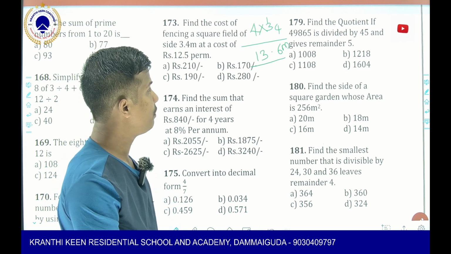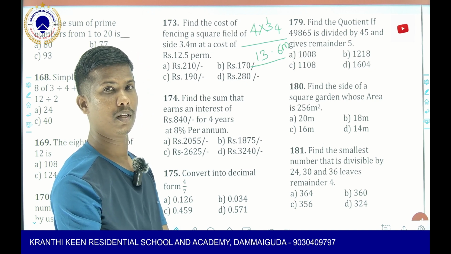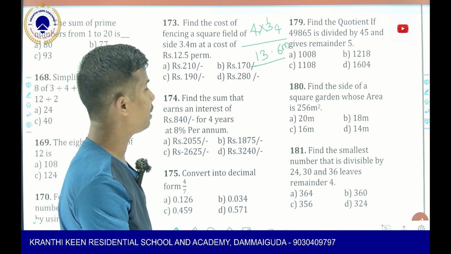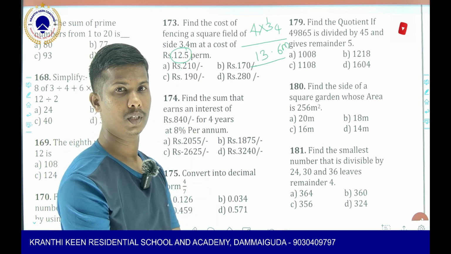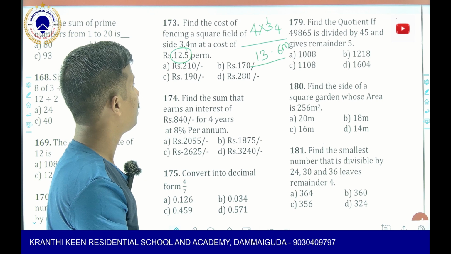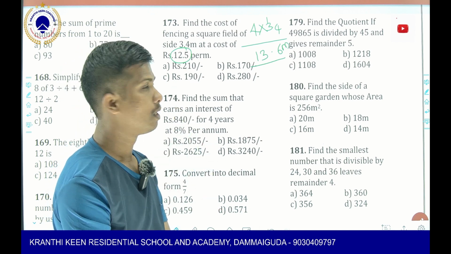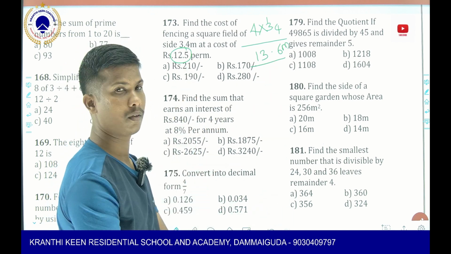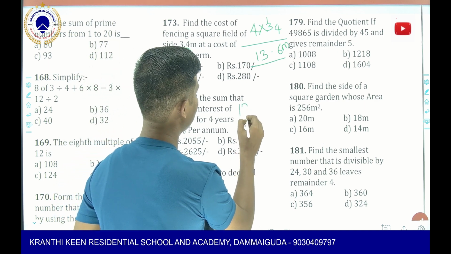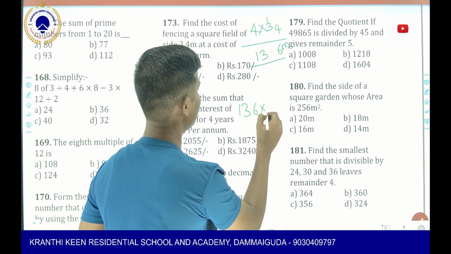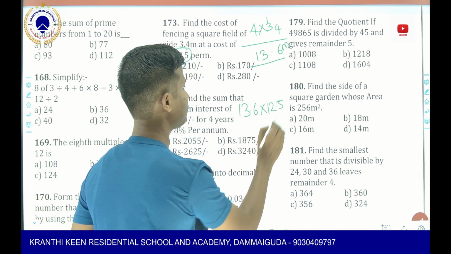Okay. And now you see, for every meter of wire, you have some cost, no? What cost has been given? 12.5. That means you multiply. For 1 meter, 12.5. For 13.6 meter, you have to find. So that means 13.6 into 12.5.